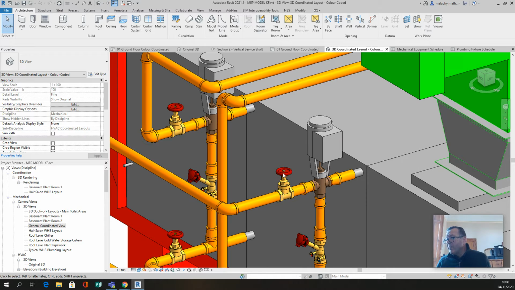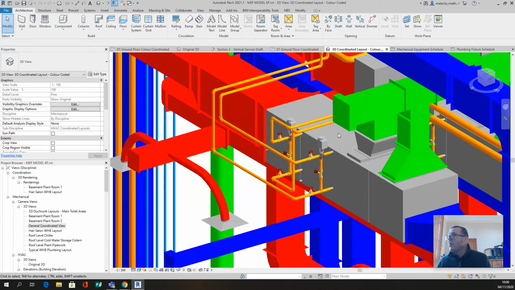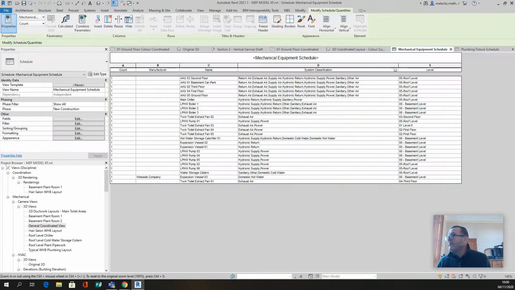And when you model up all the valves and all the equipment and all that, you can actually build up an equipment schedule, and it'll tell you the amount of valves that you're using, the amount of boilers that you have, and all that type of stuff. All of that type of information can be scheduled too.